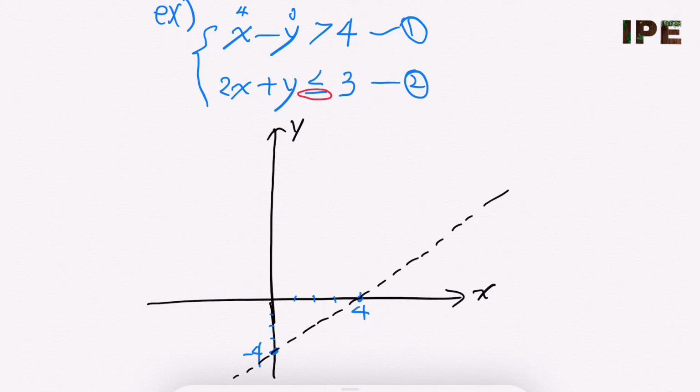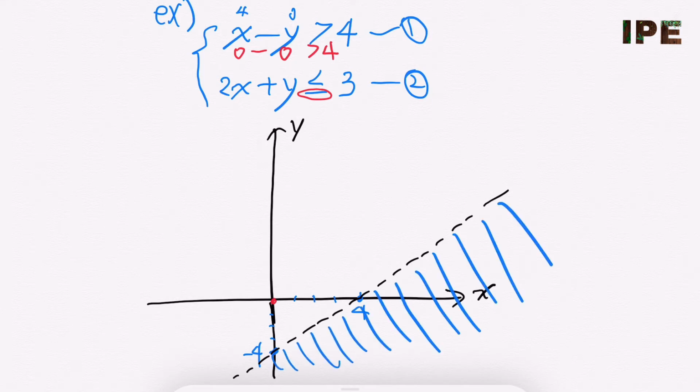The easiest point in this case is 0 and 0, isn't it? 0 and 0 is not on the line. So I'm going to plug in 0 and 0 for x and y. So 0 minus 0. Is that true or false? 0 cannot be greater than 4. That is false. If that is false, the other side, not including that point we plugged in, is the answer side. So this side is the answer side.